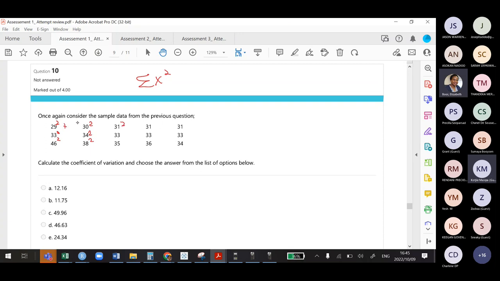You will square all the values and add all of them up. That's all you do. And then you add all of them, and that will give you your answer. It will be the same. Those who are using the Casio, we can do the same.